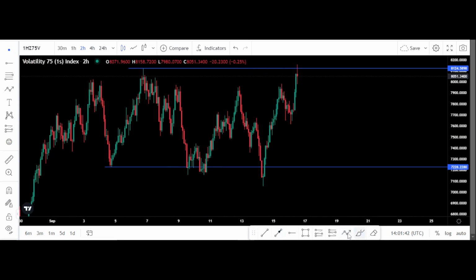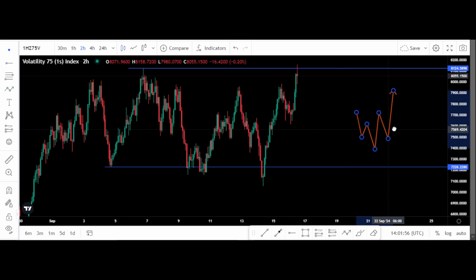Now remember what we said. What did we say? We want to see break of structure. We want to see this high being broken, which is a change of character. We want to see the market coming back to tap this level over here. Then that's when we are looking for our buys.